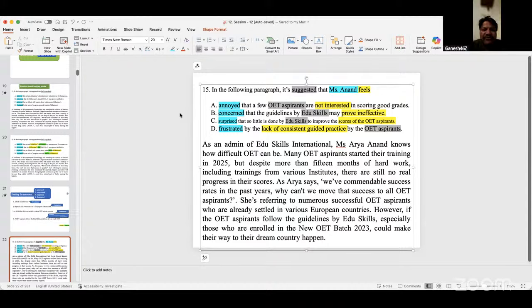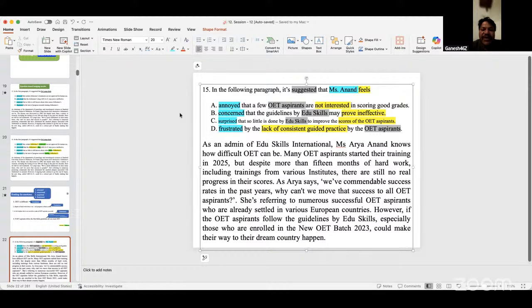As an admin of EduSkills International, Ms. Arya Anand knows how difficult the OET can be. Many OET aspirants started their training in 2025, but despite more than 15 months of hard work, including trainings from various institutes, there is still no real progress in their scores.